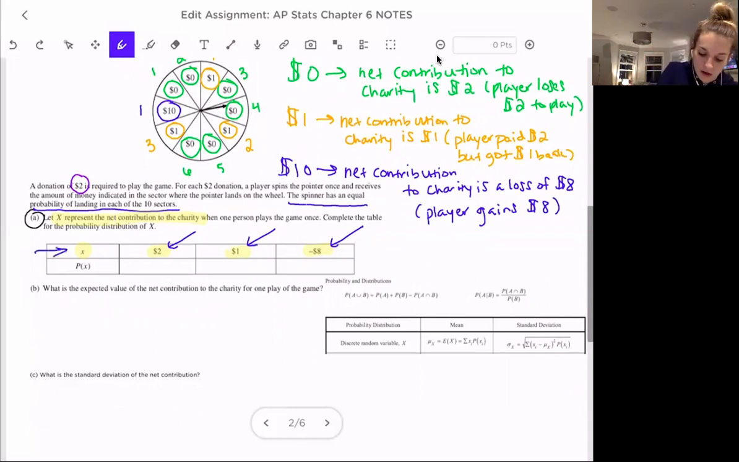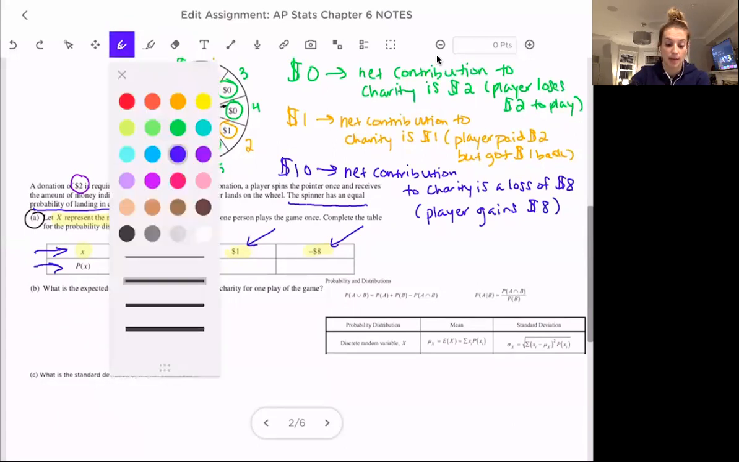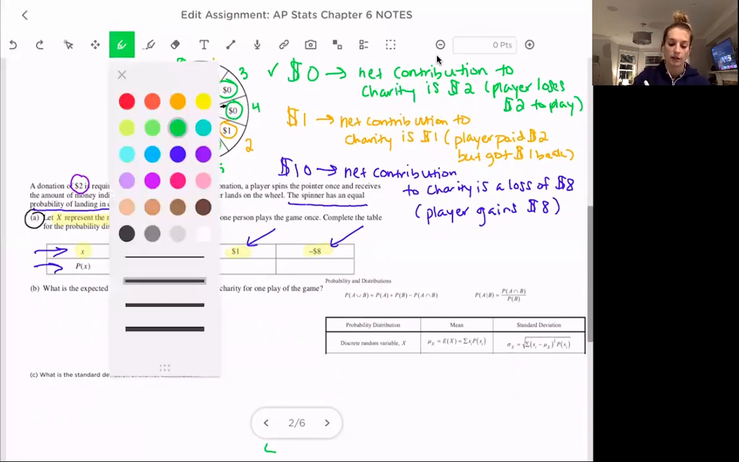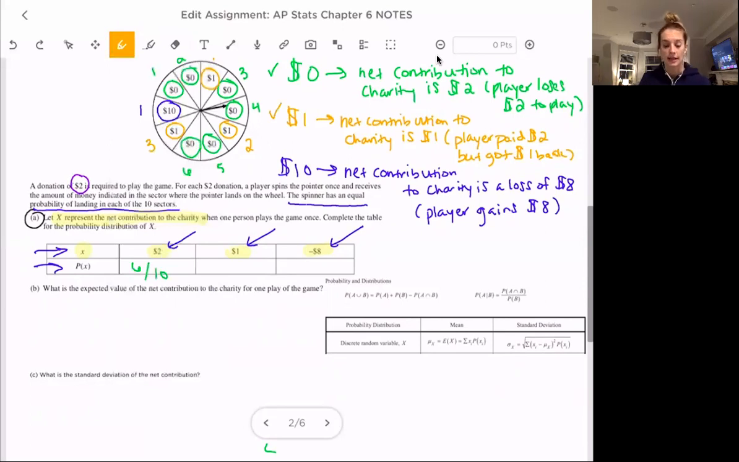So we've got our 3 different outcomes across the top row of the table. Now let's figure out what's the probability that each of those outcomes occurs, because that's what a probability distribution is. It tells you what all the possible outcomes are and what the probabilities of those outcomes are. So for the charity to get $2 off of a player, it appears that there are actually 6 ways that can happen, right? We had 6 sectors that were green. So the probability there is 6 out of 10, or 0.6. For the charity to net $1, there were 3 ways that could happen, 3 out of 10.